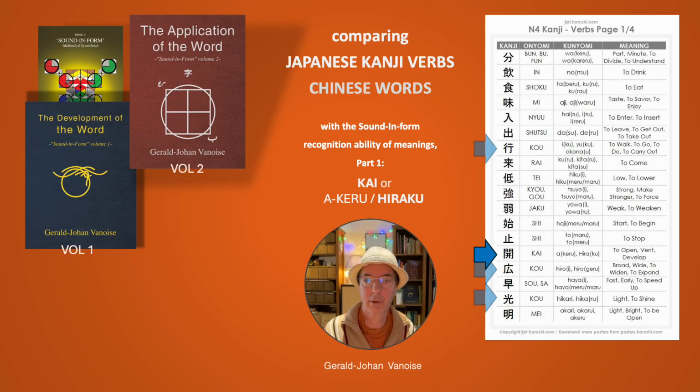In this video I will compare some of these kanji verbs, or at least I will start to do that. I found this list of kanjis, or characters that have a Chinese origin in sounds, the onyomi, and in Japanese, the kunyomi.